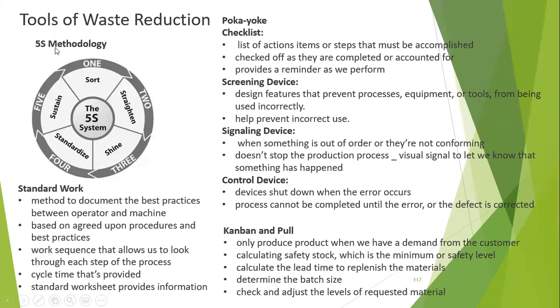This we already covered. Sort: whenever you're doing any work, it needs to be arranged in this order: sort, straighten, shine, and then standardize and sustain. What it means is that before and after you complete your work, all your work inventory needs to be arranged in order. For example, in a kitchen, you know where all your spoons are, so you need not search everywhere, right? Otherwise, every time you have to go and search.